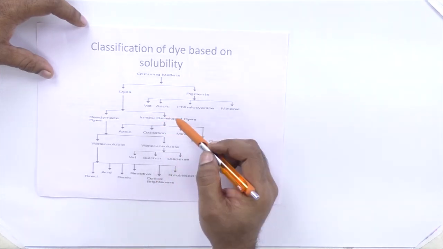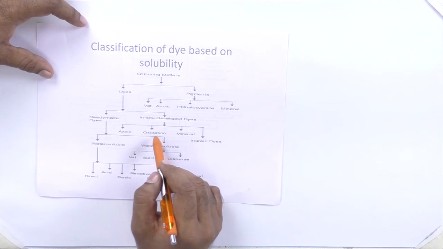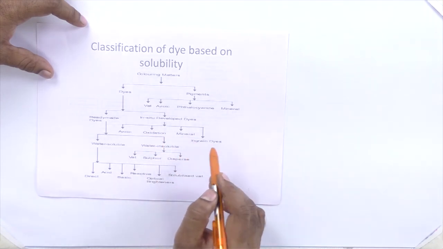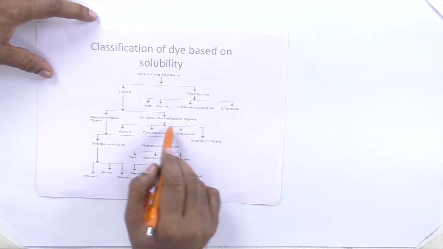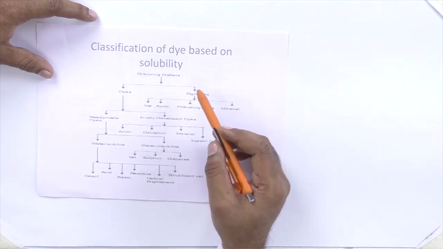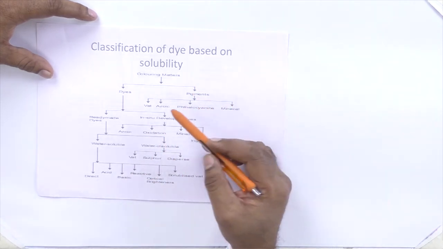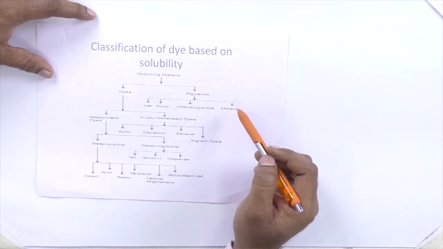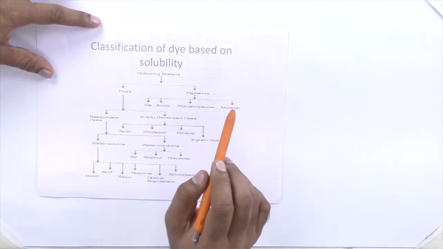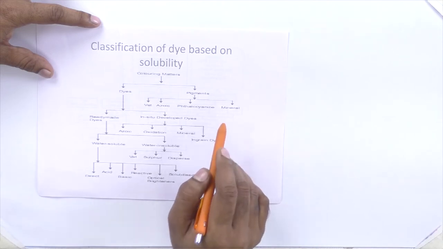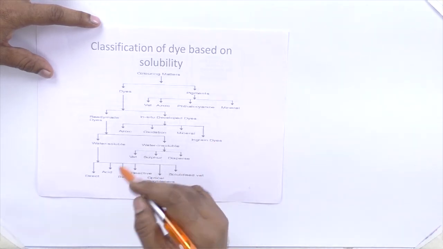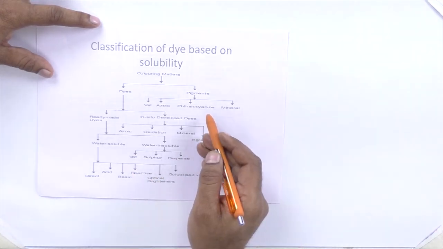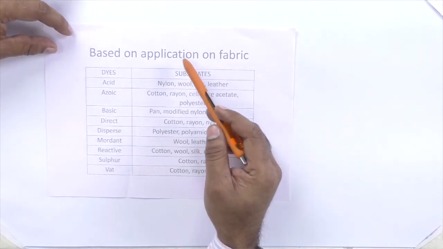In situ developed dyes are azoic dyes, oxidation dyes, mineral dyes and ingrain dyes. These dyes come under in situ developed dyes. And pigments include vat, azoic, phthalocyanine and mineral dyes. These will not have affinity towards textile material in a ready-made form. So we have to develop them to increase the affinity of dyes.